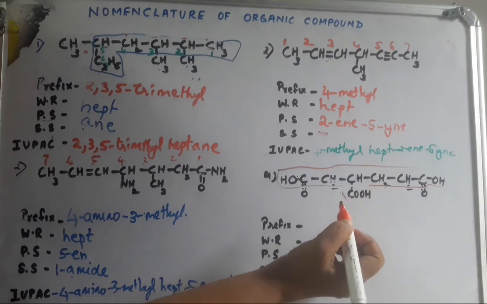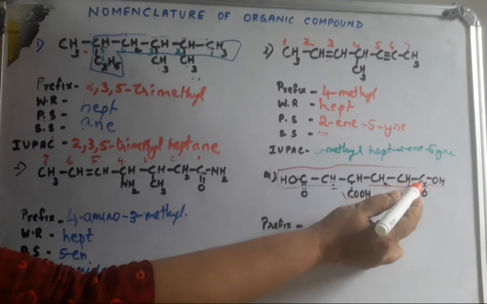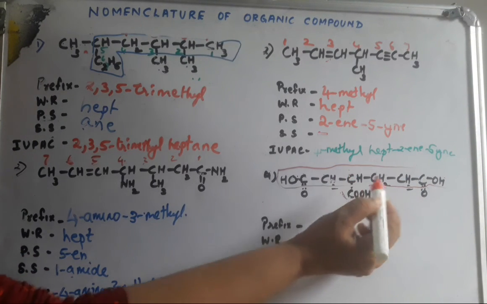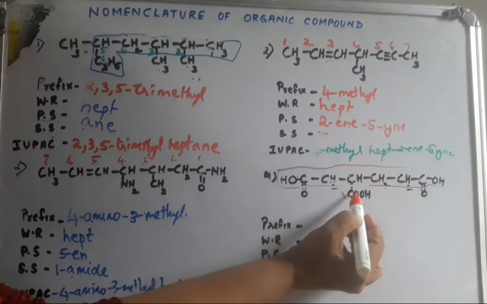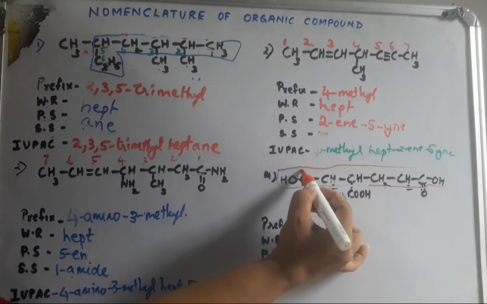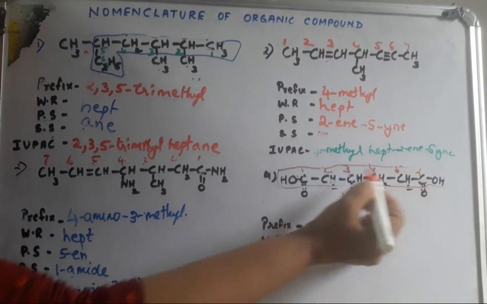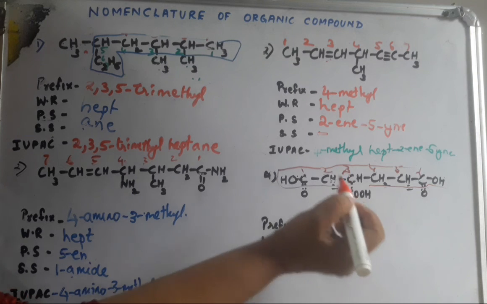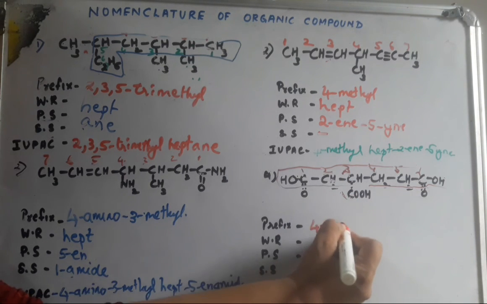Now numbering. Numbering 1, 2, 3, 4, 5, 6. Okay, so third is the position if you are numbering from here. 1, 2, 3, 4. If you number from here, 4 is the position. So the lowest location is for numbering like this. 1, 2, 3, 4, 5, 6. This is the correct numbering. Then only you get the lowest position for carboxy. So let us now write the prefix 4-carboxy.